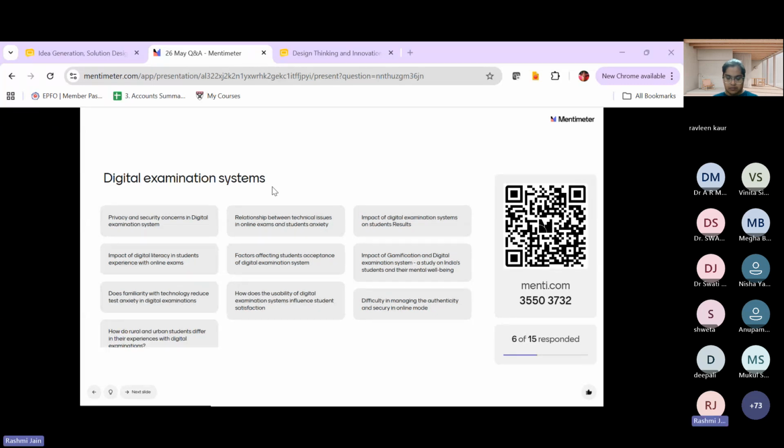How do rural and urban students differ in their experience? Oh, wow, very good. Excellent one. That's my first choice out of all the responses. How do rural and urban students differ in their experiences with digital examinations? That's a good one.